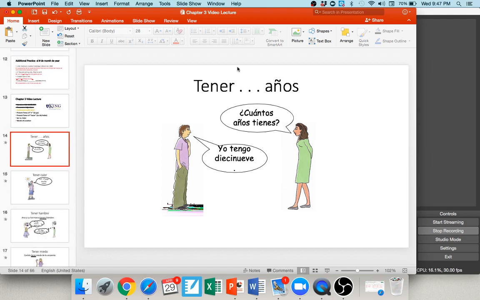Okay, so tener blank años. Don't forget to conjugate tener. Tengo, I have, tienes, you have, tiene, he or she has, tenemos, we have, tenéis, you all in Spain have, and tienen, they or you all have.